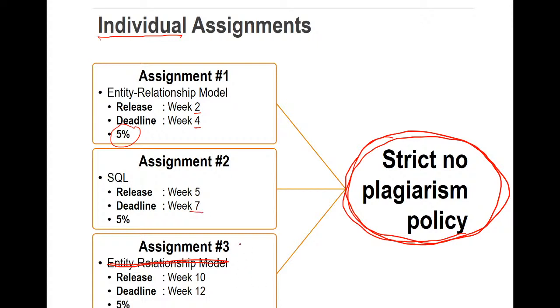Assignment 3 will be on functional dependencies and normal forms. Again, it's also 5%. Right, now, whenever I say the deadline is on week something, what I meant is that it is on the Saturday of that particular week, and it will be at 23:59.